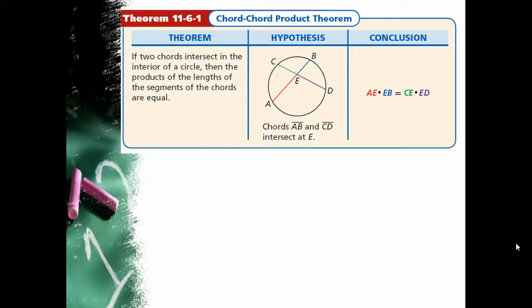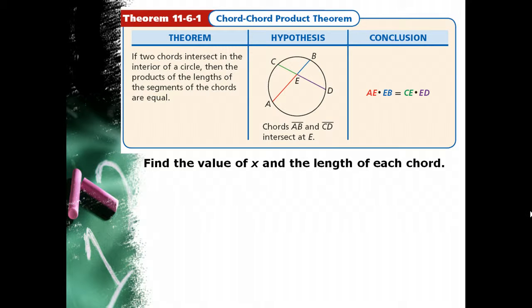Let's look at the chord-chord product theorem. If two chords intersect in the interior of a circle, then the product of the lengths of the segments of those chords are equal. So I would multiply CE times ED, and that would equal AE times EB, excuse me.